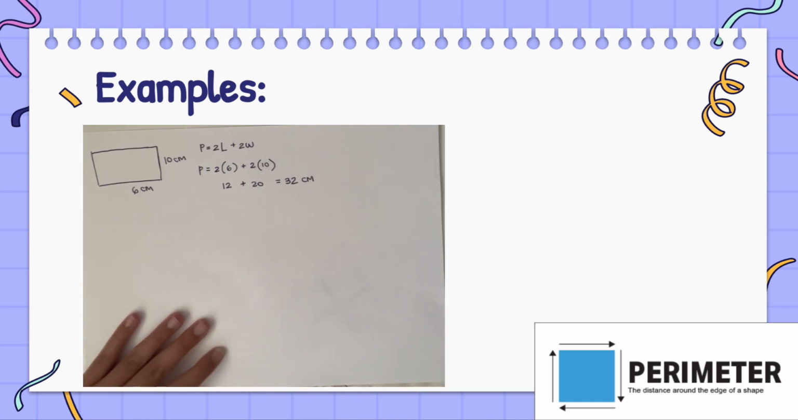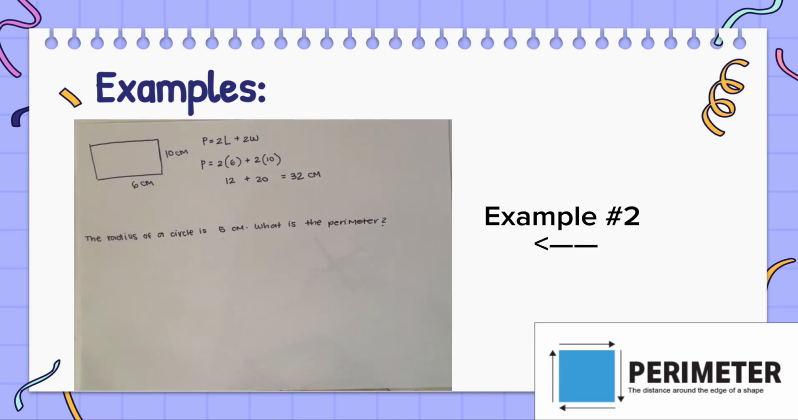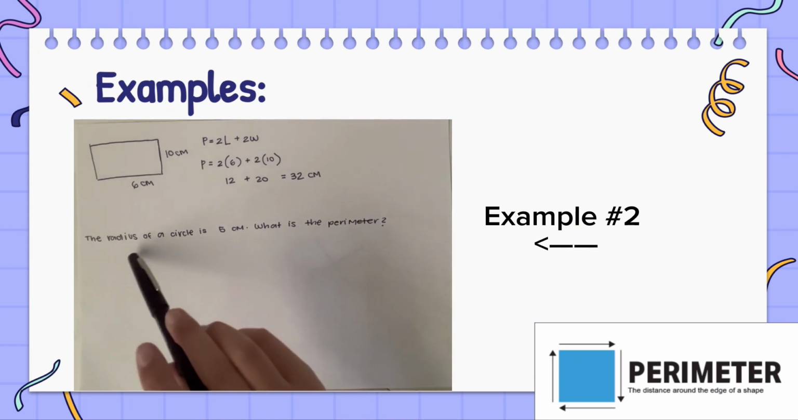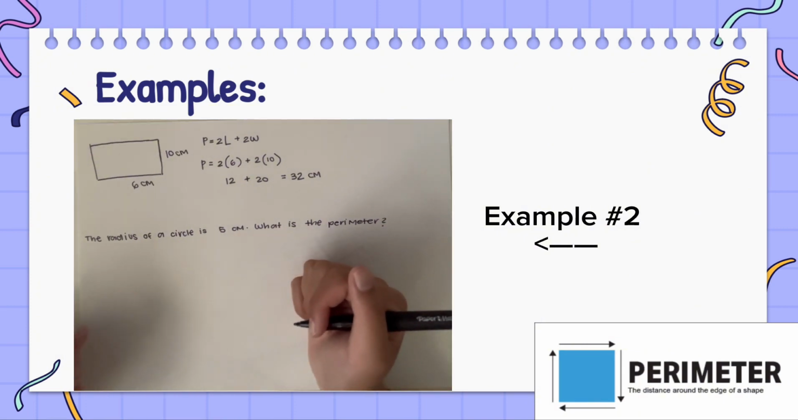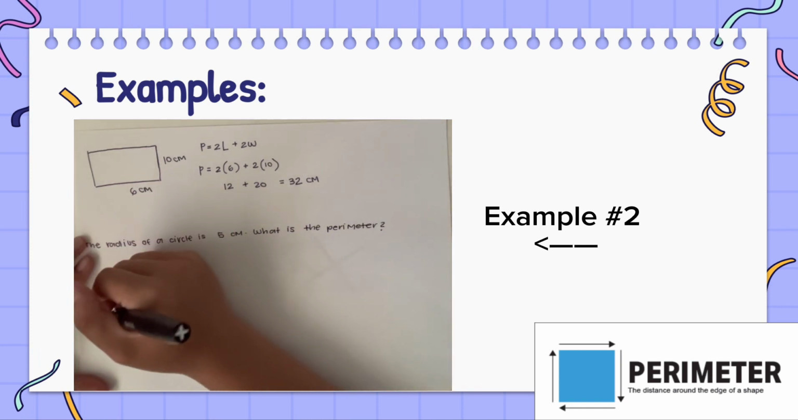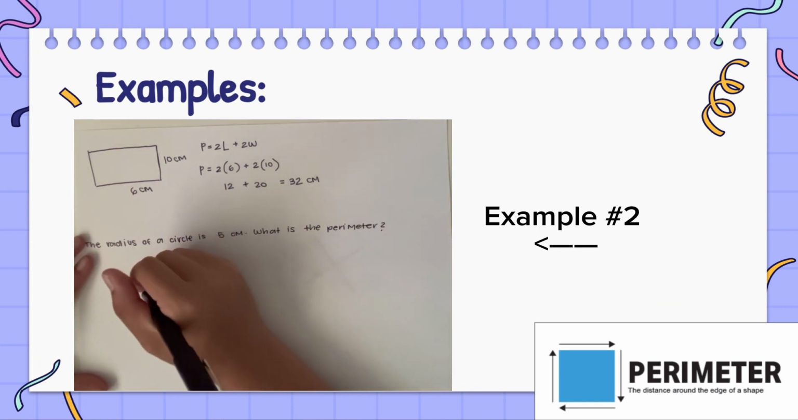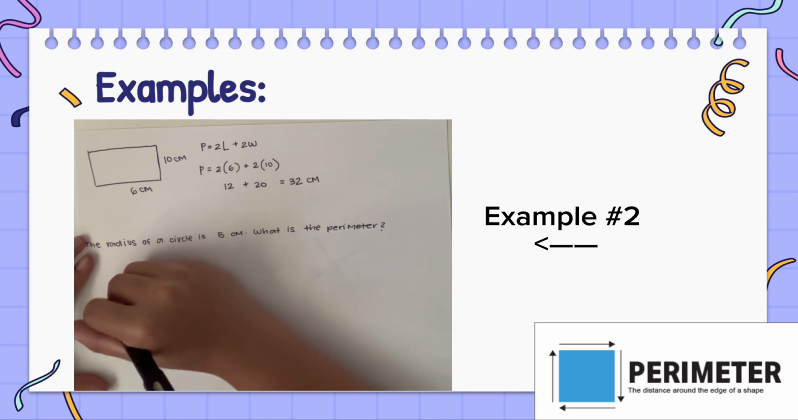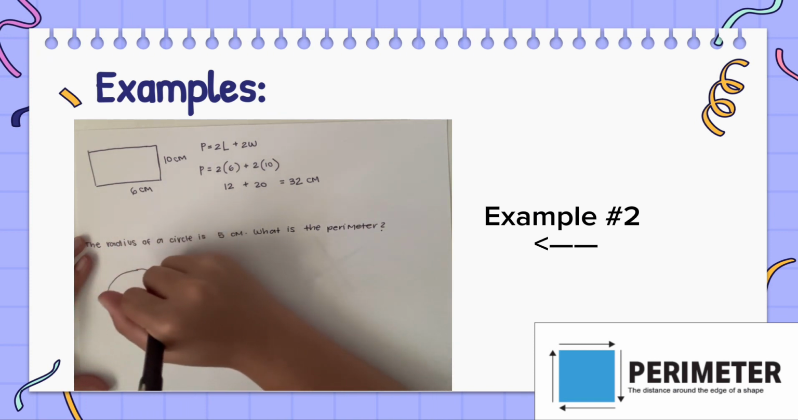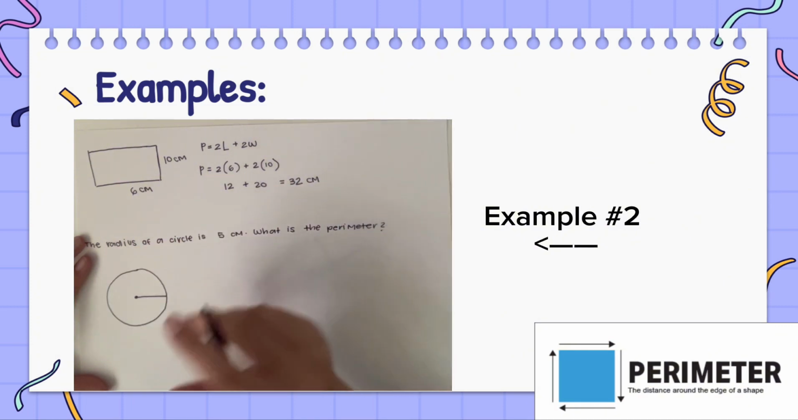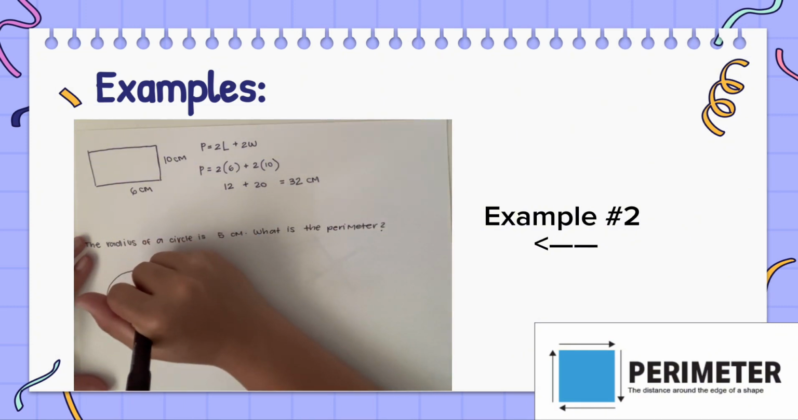And that's how you find the perimeter of a rectangle. So here is a harder example, and it is a word problem. The radius of a circle is 5 centimeters. What is the perimeter? The first step is to draw it out, because I like to see things visually. It helps me understand better. So we have a circle with a radius of 5, and the radius is half of the diameter.